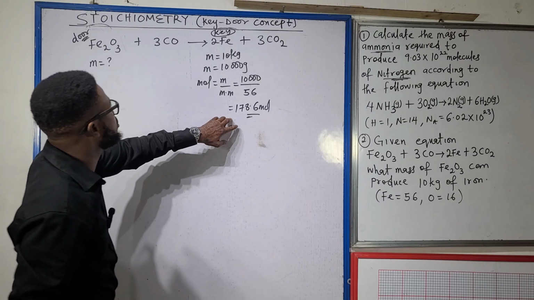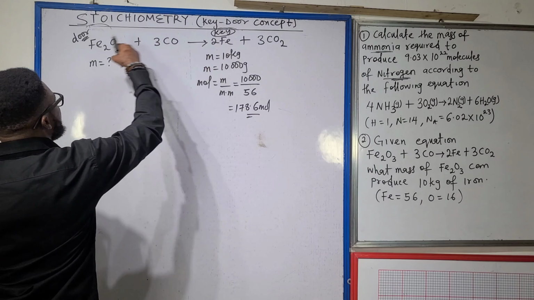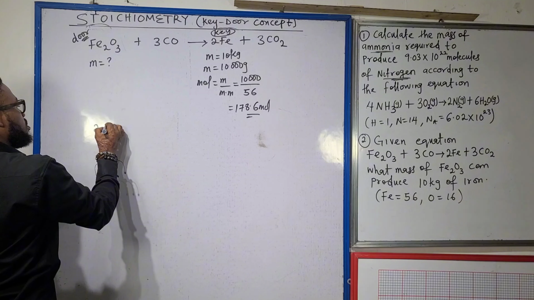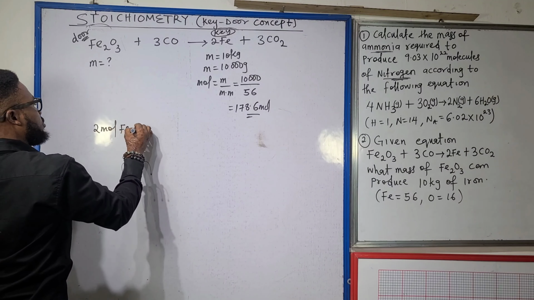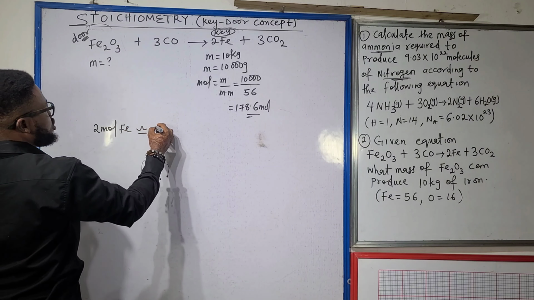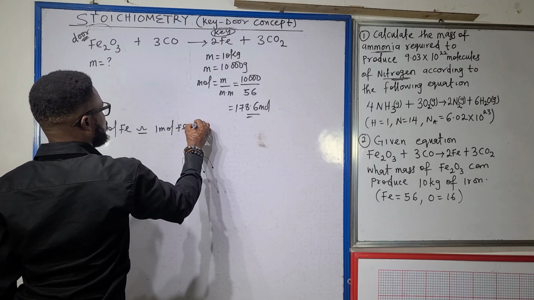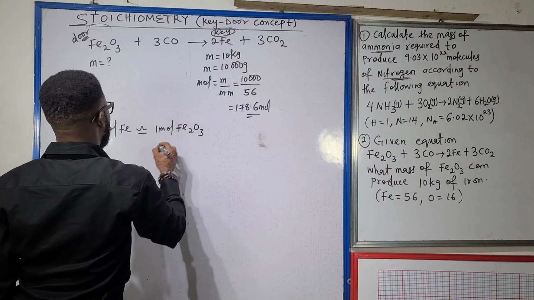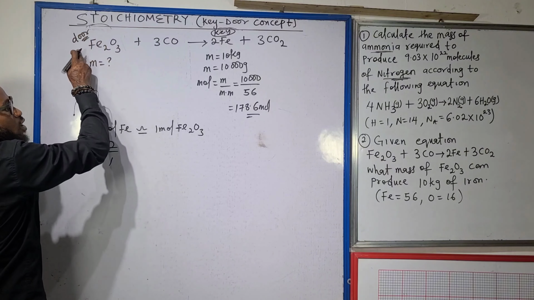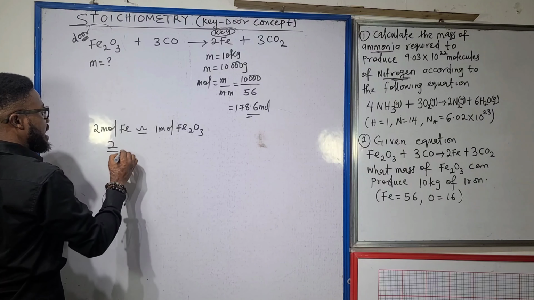I have just converted my iron into mole. I can then use this to unlock this. What this means here is 2 moles of iron is equivalent to 1 mole of iron(III) oxide. So I'll say 2 mole of iron is stoichiometrically equivalent to 1 mole of Fe2O3, that's iron(III) oxide. So if I'm saying 2 over 1, from the equation, 2 divided by 1 equals mole of this divided by the mole of this.